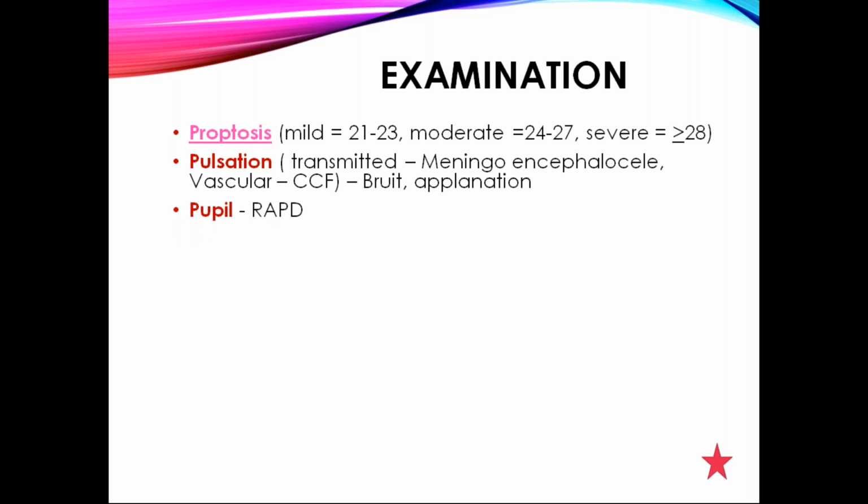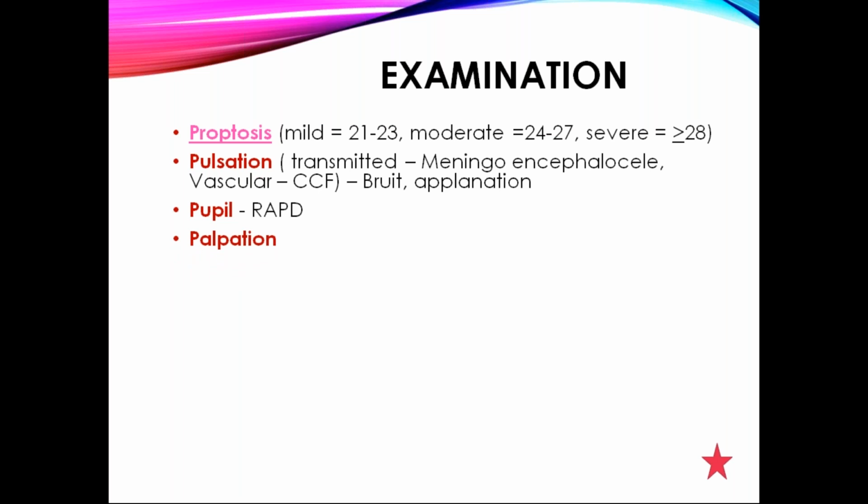Next, the most important thing in the examination is the pupil. Why do you have to check the pupil? The whole purpose of treating this proptosis is to preserve vision. If the vision is not preserved, then whatever you do for the proptosis is going to go in vain. So the main aspect you have to check is the visual acuity, and you have to see how the pupils are. It just tells us the status of the optic nerve.